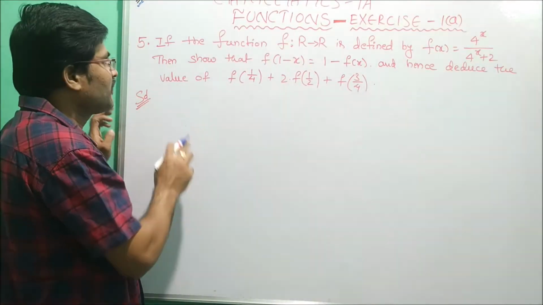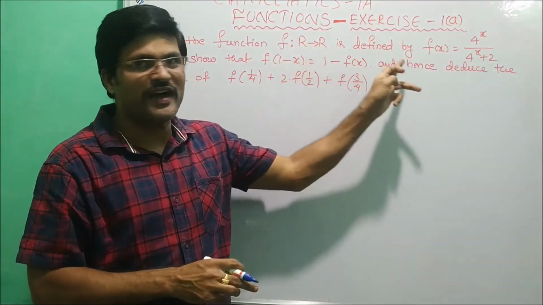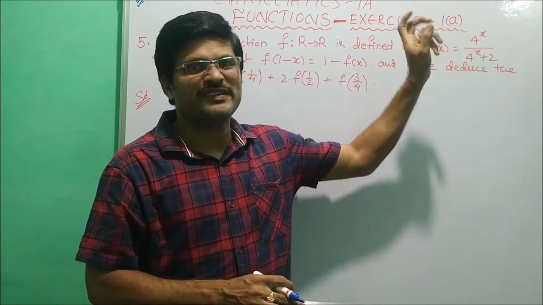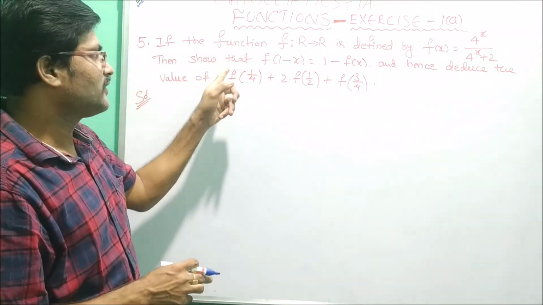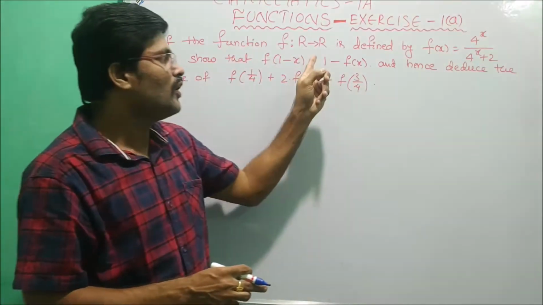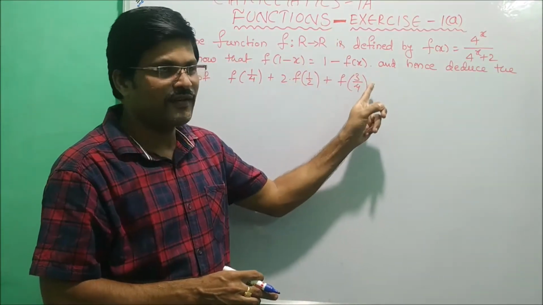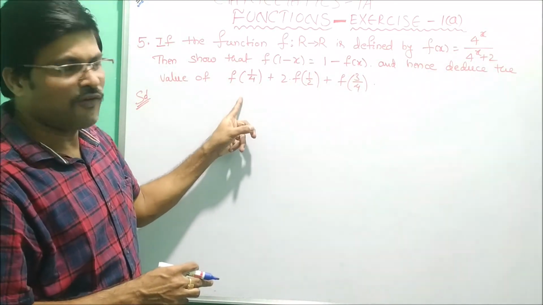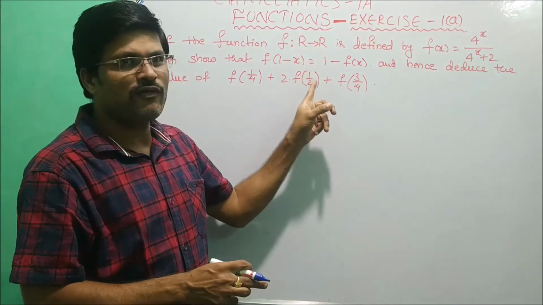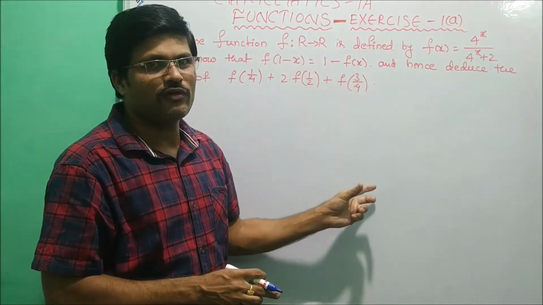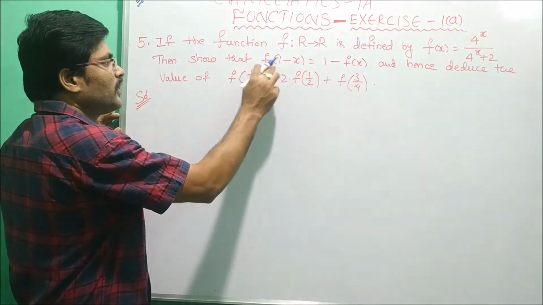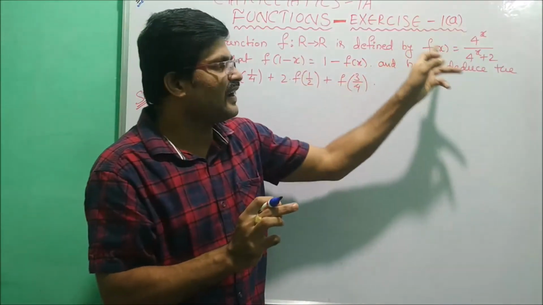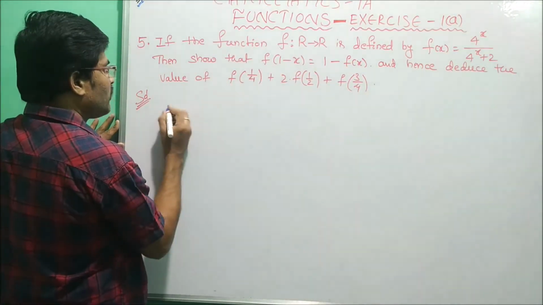Now the fifth one is, if the function f from R to R is defined by f(x) equals 4^x by 4^x plus 2, then show that the condition f(1 minus x) equals 1 minus f(x), and also hence deduce the value of f(1/4) plus 2 into f(1/2) plus f(3/4). First we have to show that f(1 minus x) equals 1 minus f(x) using this condition. Now we go to the solution.